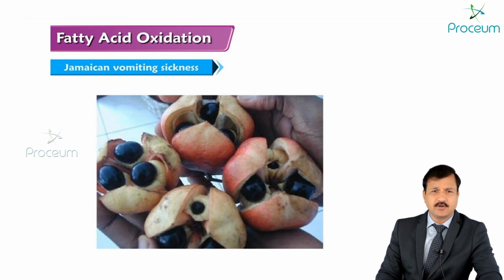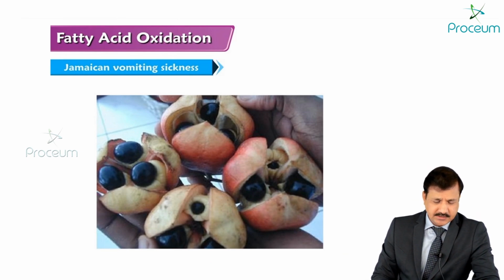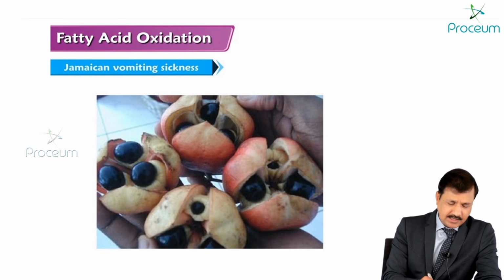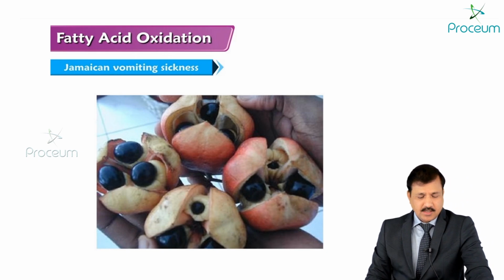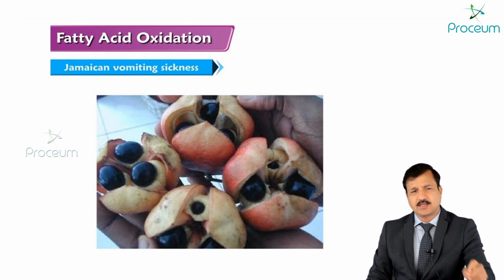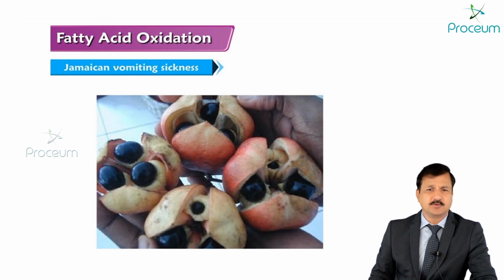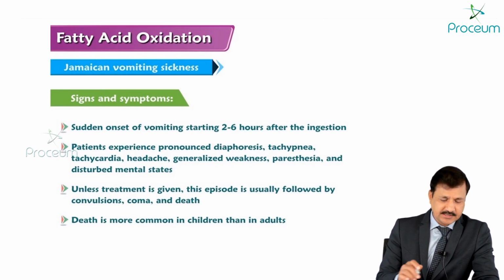So here, just for your understanding and to know how the ackee fruit looks, here is the ackee fruit and also the seeds are shown. Seeds are always poisonous, but the flesh of the ackee fruit can be safely consumed only when it is ripened. Now, what are the signs and symptoms of Jamaican vomiting sickness?